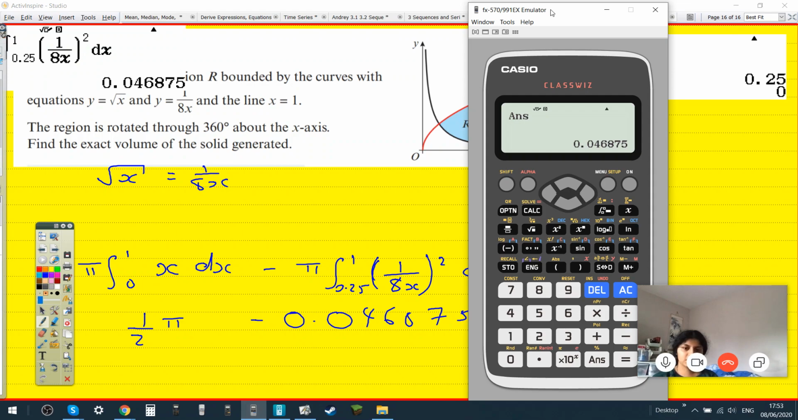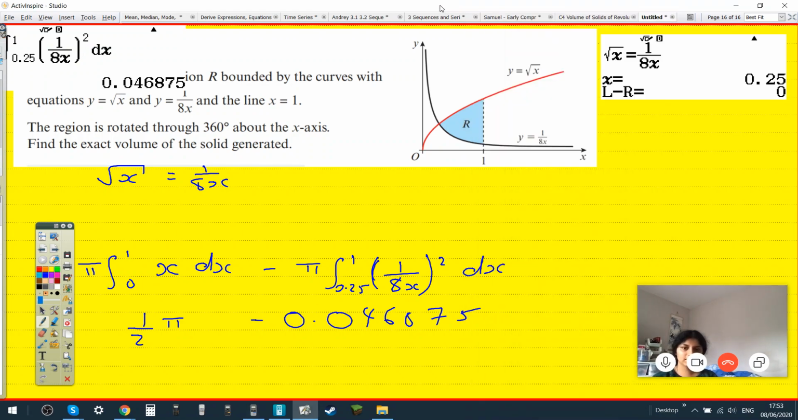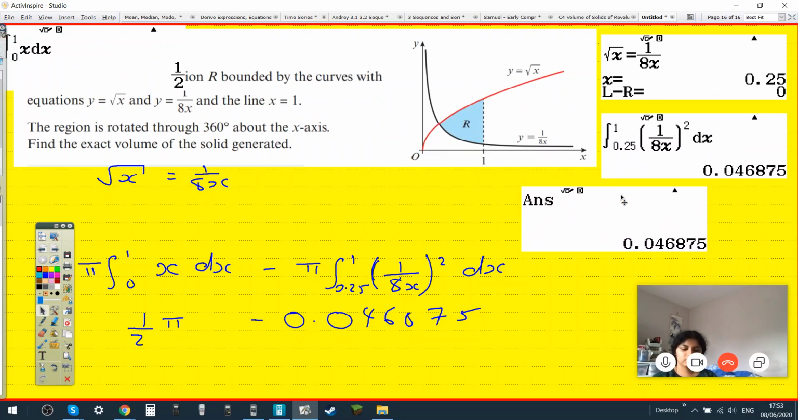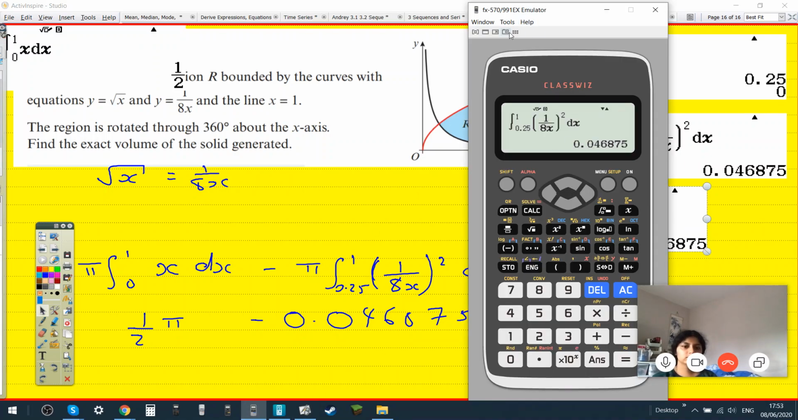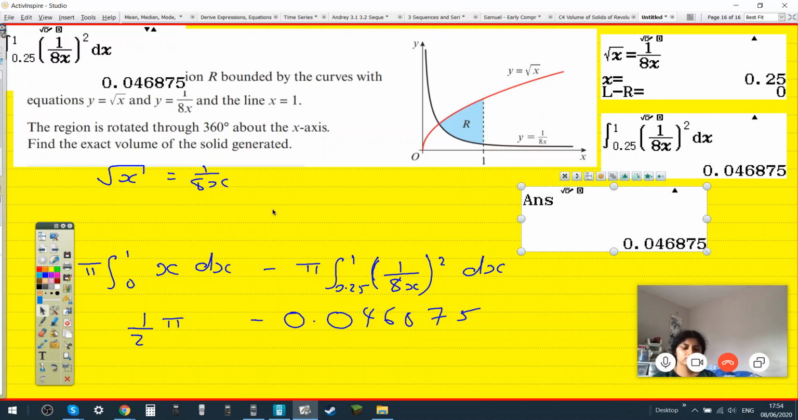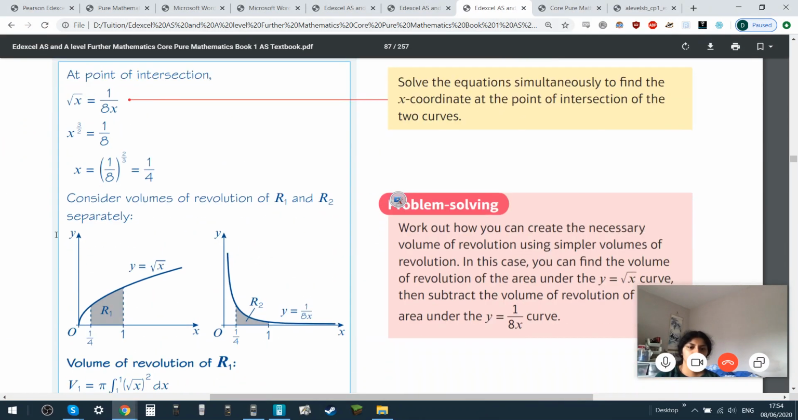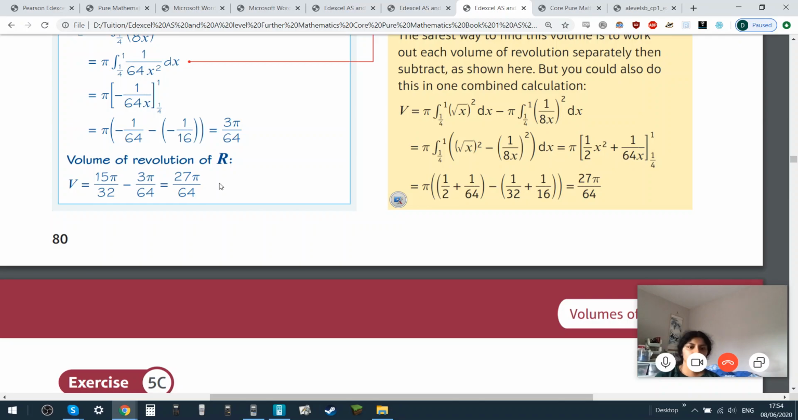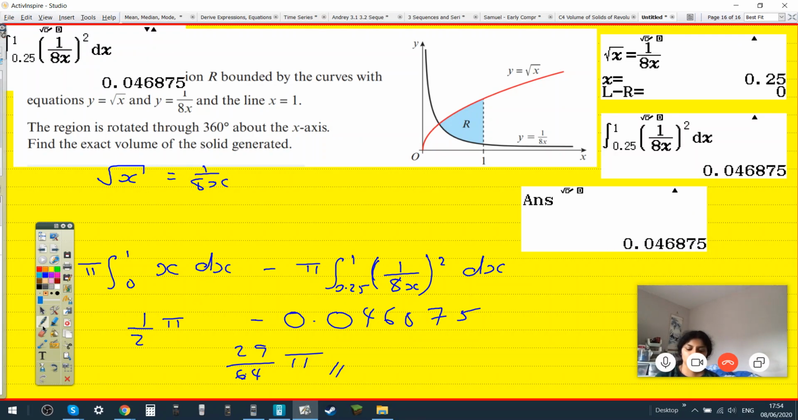And what do you get? 29 over 64 pi. Looks fine to me. Let's see, 29. Okay. Hang on. That's what I should have done. 29 over 64 pi. 27 over 64, was it? I don't know why they got that. 27 over 64 pi. Hang on. Did we just type something in wrong? I don't think.